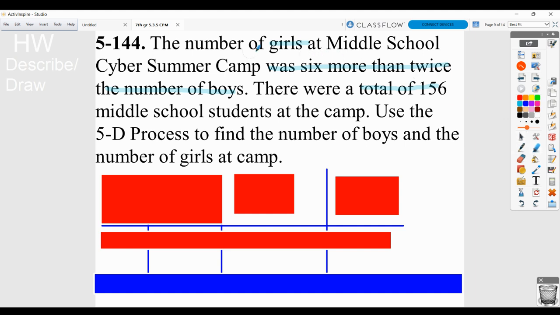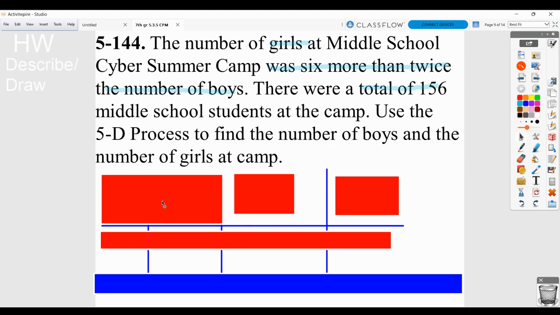The first thing I did is I highlighted the important information, which would be in the describe and draw concepts. Normally you would type that out. The number of girls was 6 more than twice the number of boys, which was important for us to describe or explain. And the fact that there was a total of 156 students was also important.